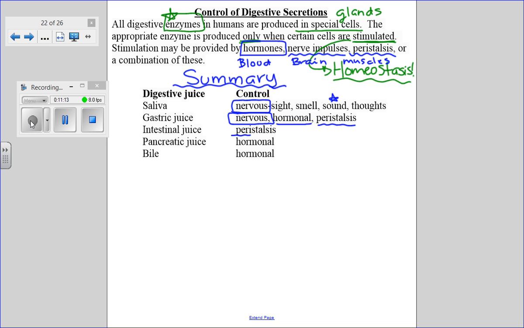Now, your intestinal juice is more or less 100% stimulated by peristalsis. That means that if food is in your intestines and smooth muscles are contracting, your intestinal enzymes will be produced. Your pancreas and bile are mostly controlled by hormones. So that means that a signal needs to be produced, sent into your blood, and then sent around to the pancreas and to the gallbladder or the liver. So what we'll do is just give a little bit more details, in particular on the hormones that are involved and on that long nerve I mentioned for the gastric juice.